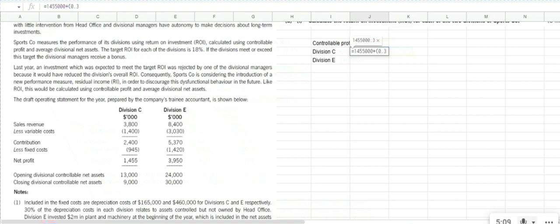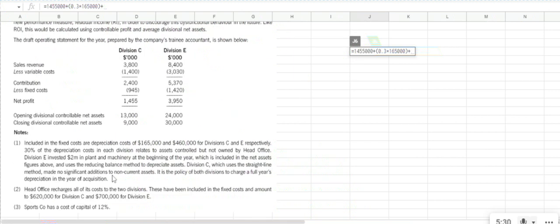So 30% of 165,000. We need to add this depreciation cost back to the profit. And apart from that, there is also $620,000, which is head office cost, but it is included in this fixed cost. So this cost is not within the control of the divisional manager. So this needs to be added back. So plus 620,000.